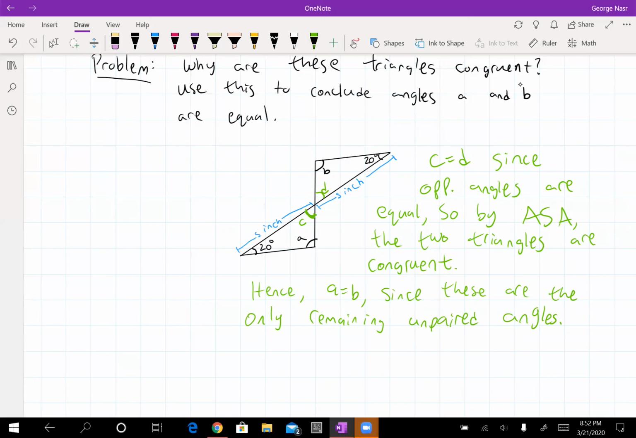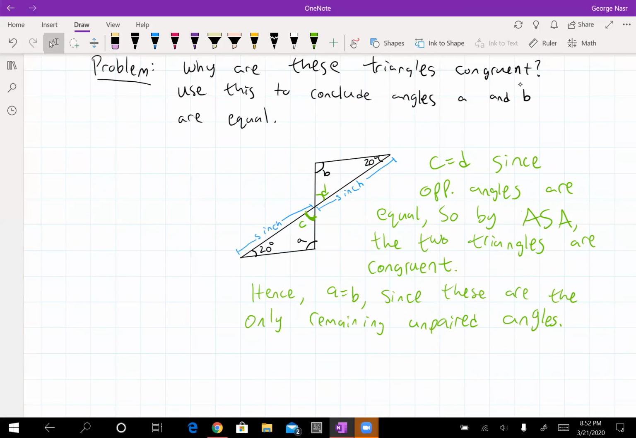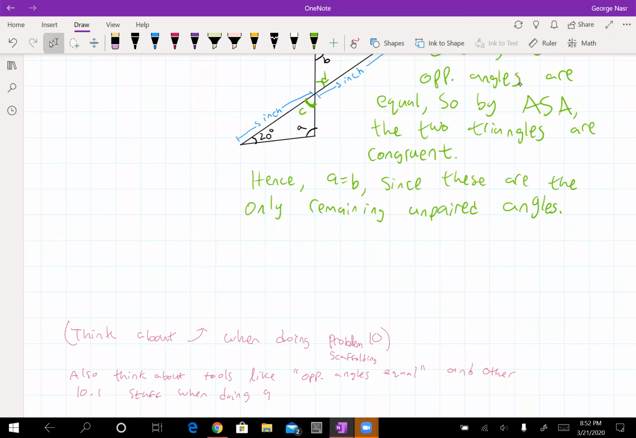Okay, so I want you to think about this problem when you're doing problem 10. Problem 10 says to do something and then to conclude that certain angles are equal. So this part is kind of like what I wanted you to take away from this. And also with regards to using things like opposite angles being equal and other stuff from 10.1, like maybe parallel postulate, hint, hint, hint.